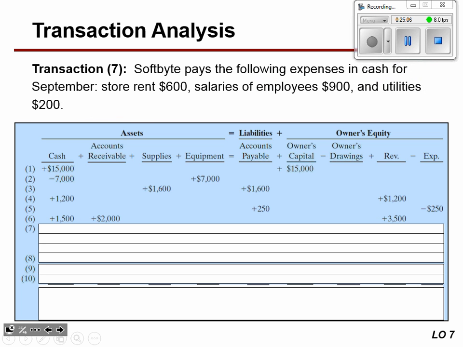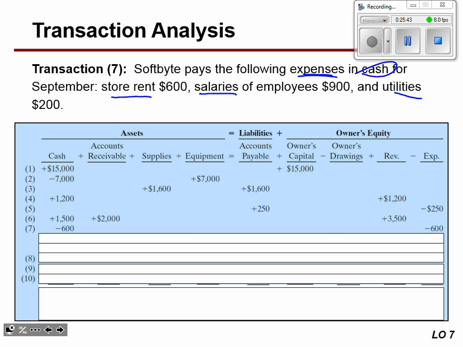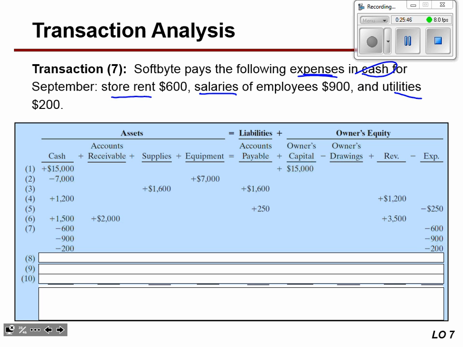7. 7 must be long. Look at this. Look, there's many lines. Do you think we're going to have more than 2 accounts impacted here? Yeah. SoftBite pays the following expenses using cash. There's one of them. And it says expenses. We've got store rent, we've got salaries, we've got utilities. Cash is going to be plus or minus. And we've got boom, boom.